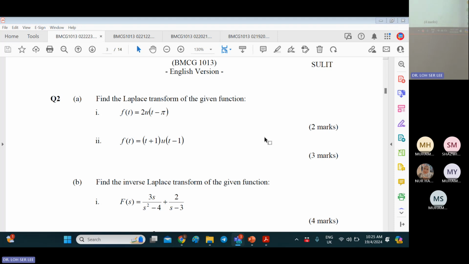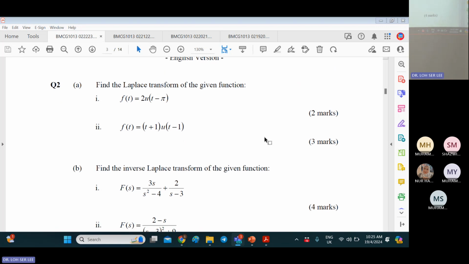Questions for the unit step function. This is from the past year of the last year. Some of the books, as I mentioned, use U. Some of the books use H for the Heaviside function. So this U is actually the same as the H, 2H(t minus 5). Just that they use different notation. You know how to Laplace transform 2H(t minus 5)? Any idea?